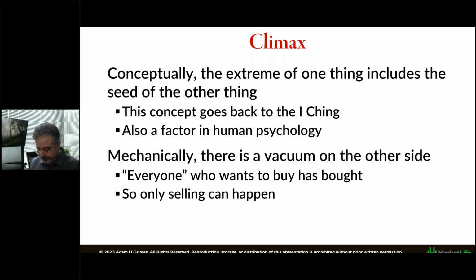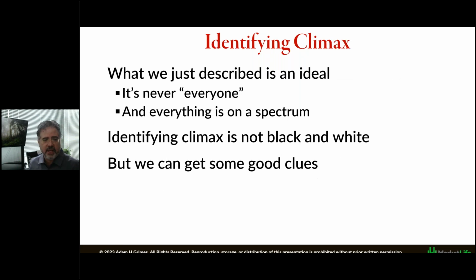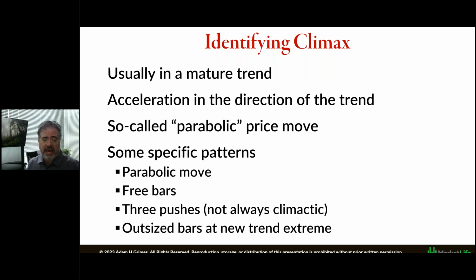Now, how do we identify these areas? So it's never everyone, it's always on a spectrum. And this is one of the challenges here, that it's not like we can flip a switch and say, this is definitively climactic. What we can say is this area has the potential to be climactic, or this area has more potential, or even in some cases, this probably is. How do we do that?